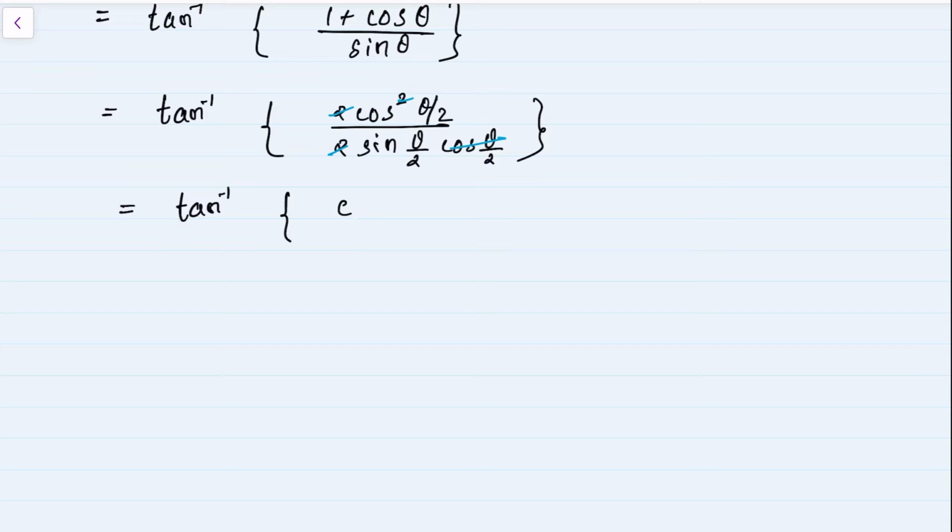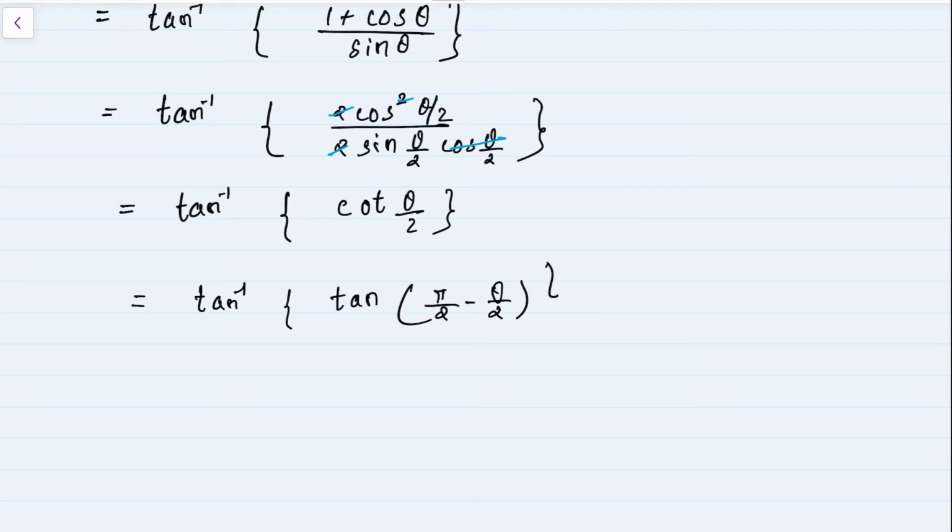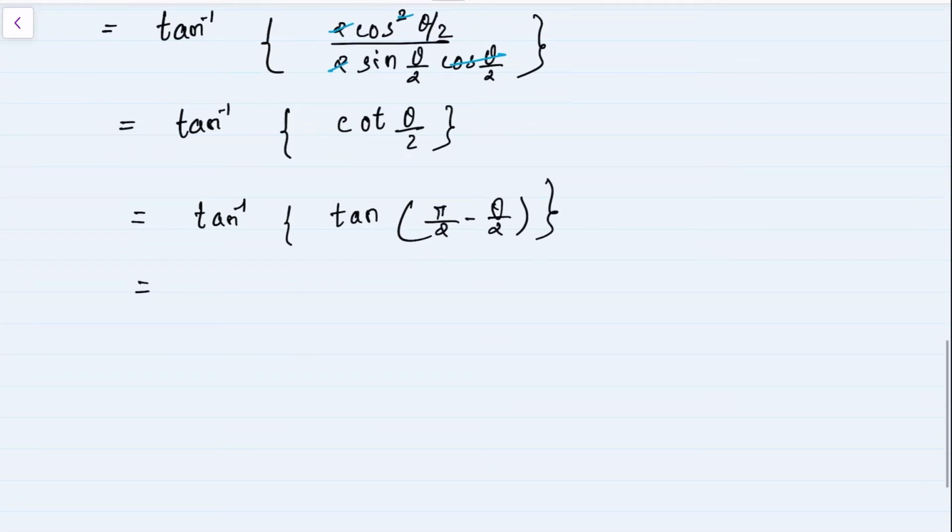Further, cos upon sine will make cot theta by 2, and hence since we have tan inverse outside, we will try to bring tan inside. So we can use the complementary function identity. So we can write tan inverse tan of pi by 2 minus theta by 2. Now we can remove tan inverse and tan, both are inverse of each other. So finally we can write pi by 2 minus theta by 2.